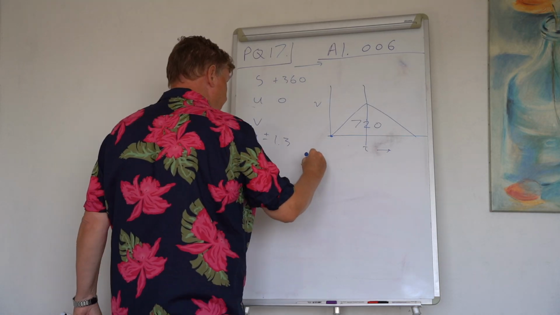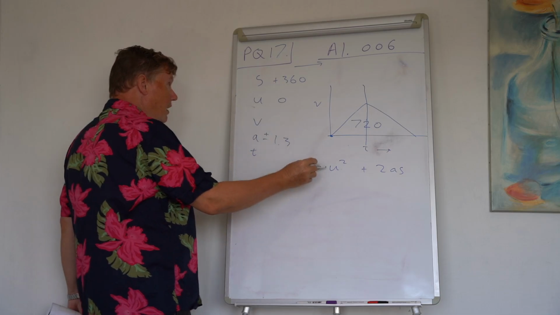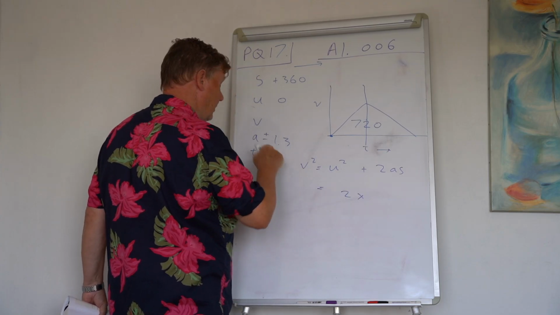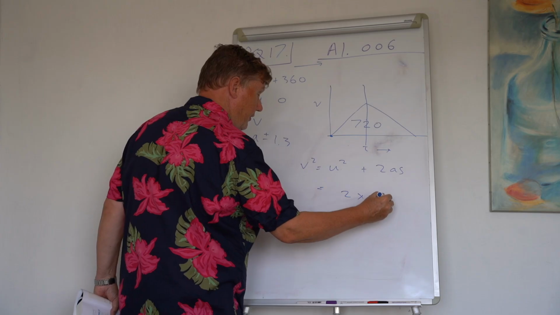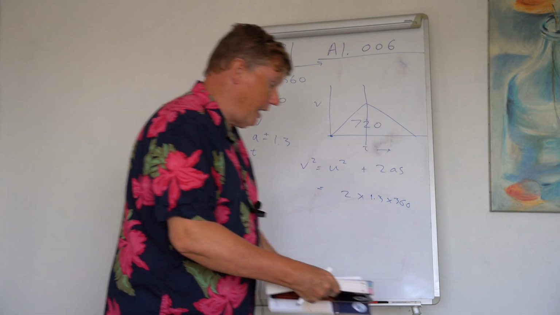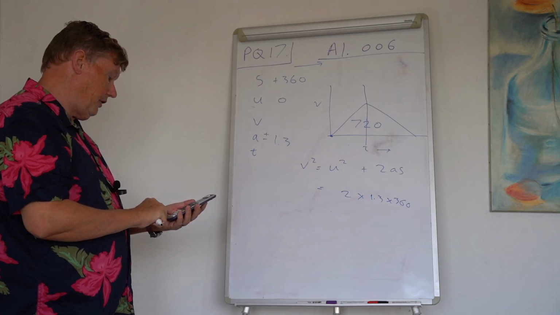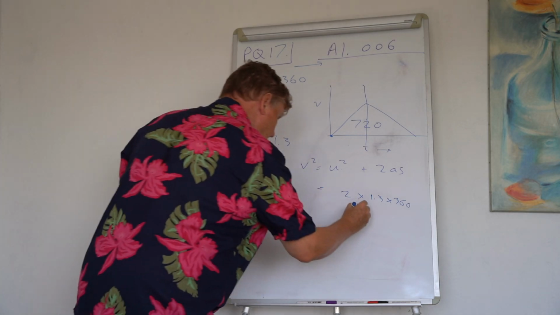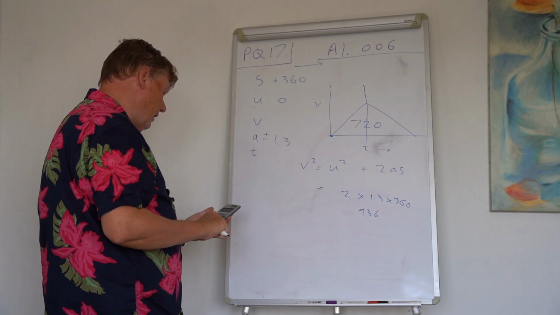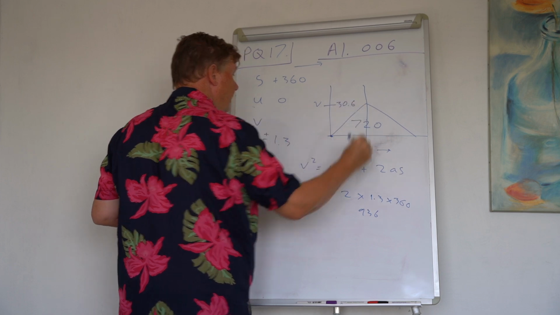So let's go. V squared equals u squared plus 2as. We know what u is, it's 0, so it disappears. 2 times 1.3 times 360. Let's get a calculator and work that out. 2 times 1.3 times 360 is v squared, 936. 936 is v squared, square root, and we get 30.6. So we know the maximum speed is 30.6.